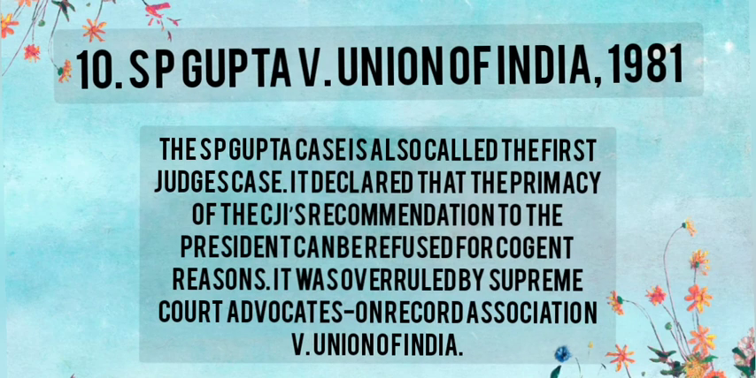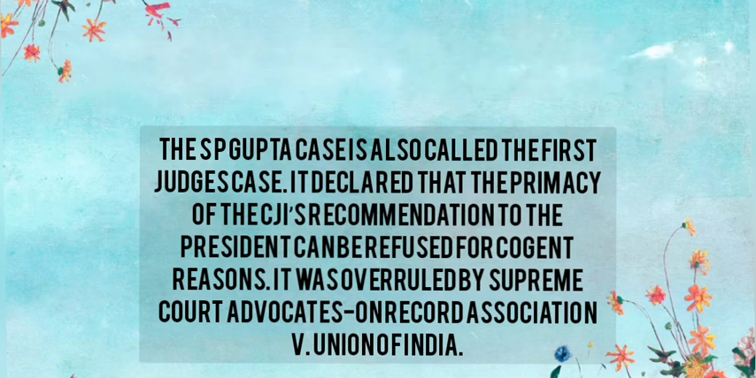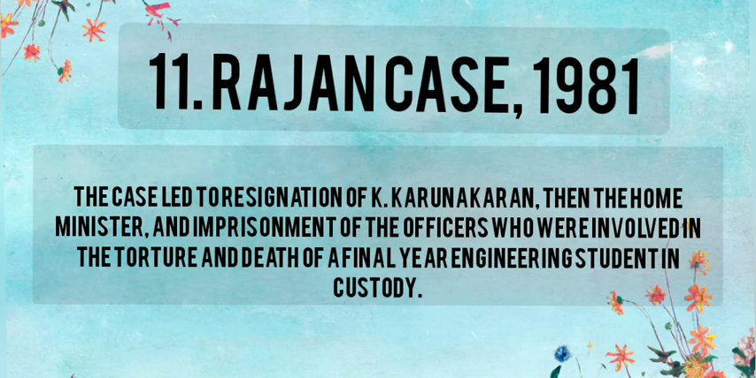10. S.P. Gupta v. Union of India, 1981. The S.P. Gupta case is also called the First Judges case. It declared that the primacy of the CJI's recommendation to the President can be refused for cogent reasons. It was overruled by Supreme Court Advocates-on-Record Association v. Union of India.